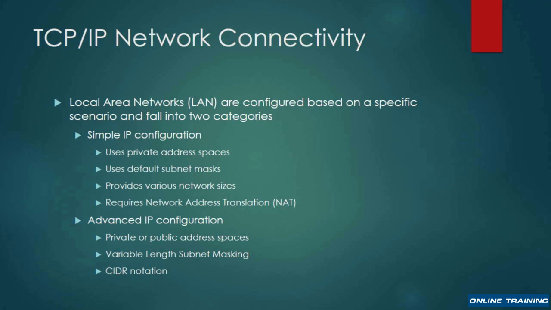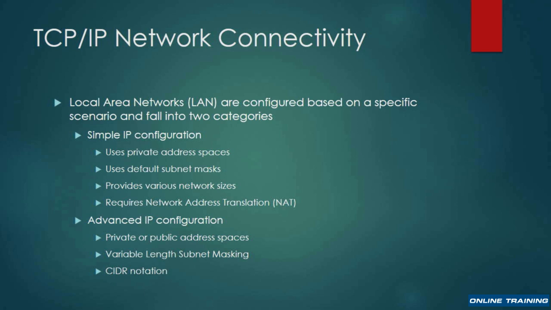and then Class C, the first 3 octets are the network, the last octet's the host. That gives you 254 available hosts on a single network. Even that is usually enough for most subnets. And so it does provide various network sizes, and it's simple and easy to use. And practically speaking, most of us are going to find ourselves using that kind of configuration.